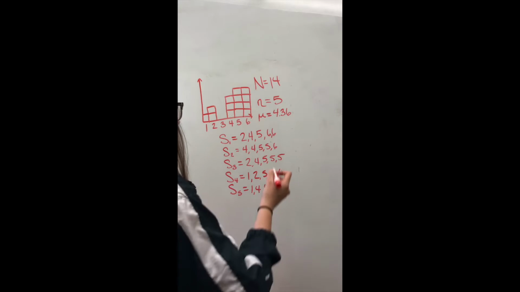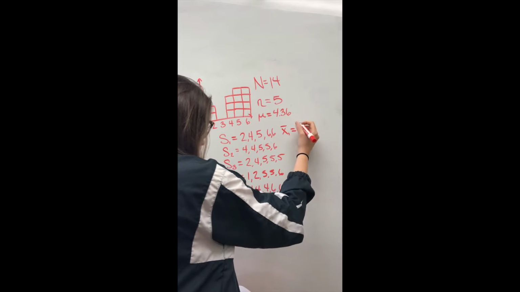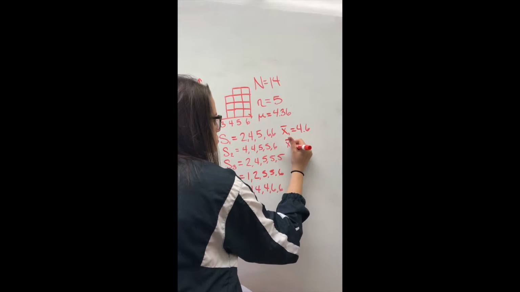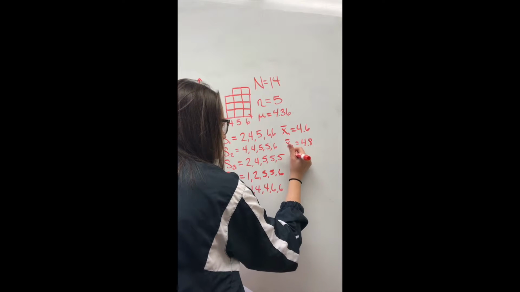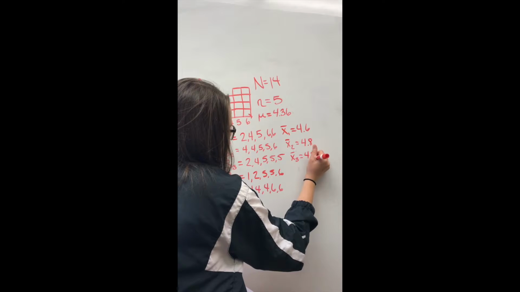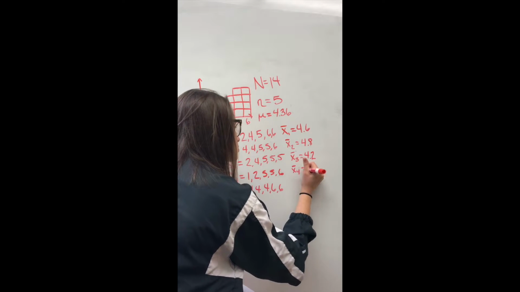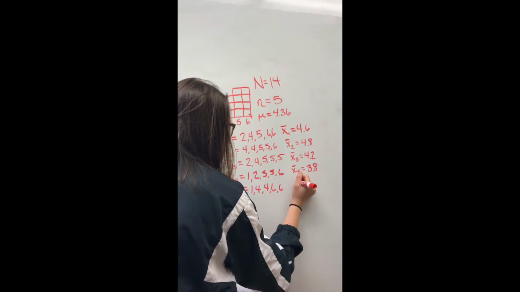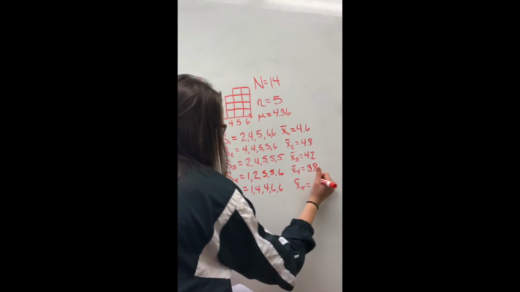Now we can take the mean of each of these samples. So for sample mean 1, we get a 4.6. Sample mean 2, we end up getting a 4.8. The mean for sample 3 is a 4.2. Sample mean 4 is 3.8. And finally, sample mean 5 is 4.2.